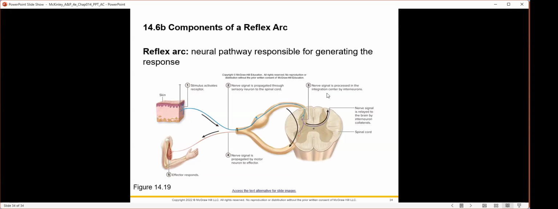Three, the nerve signal is processed for integration. Four, the nerve signal is propagated to the motor neuron, from the motor neuron to the effector. Okay, so we have the motor neuron sending a signal away, and the effector responds. If my hand went on a nail, my motor neuron is sending me a signal to move my hand away, right, using my arm muscle. This is our reflex arc, and I want you to know the steps of this for this neural pathway, just based off these numbers.